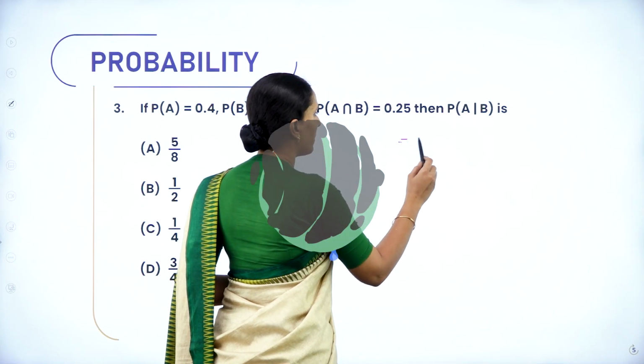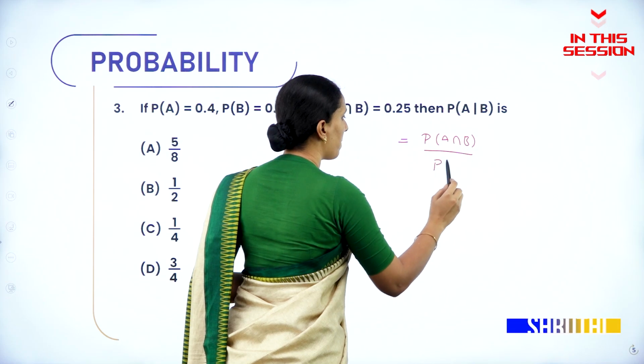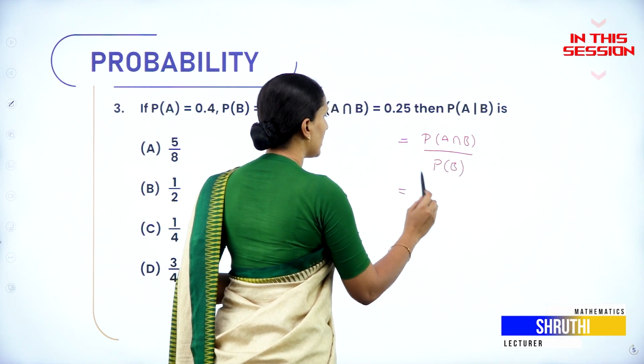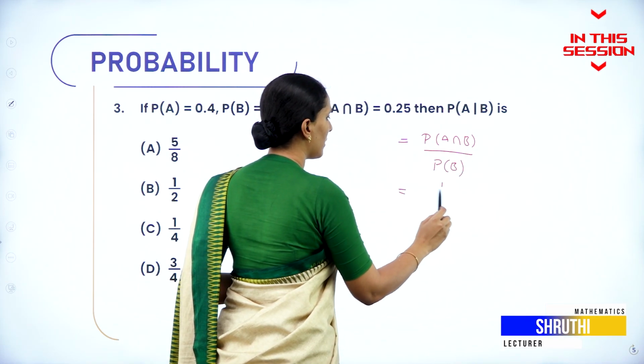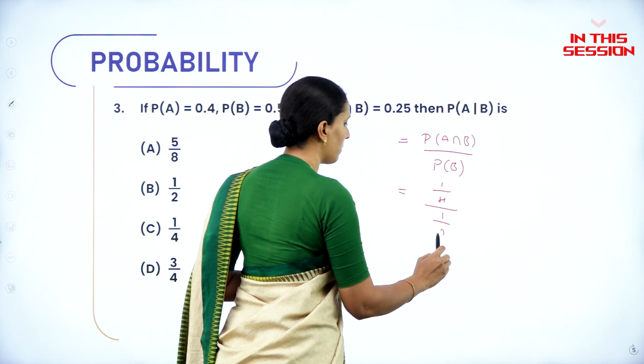P of A over B is nothing but P of A intersection B divided by P of B. P of A intersection B is 0.25, which is nothing but 1 by 4, and P of B is 0.5, which is nothing but 1 by 2.